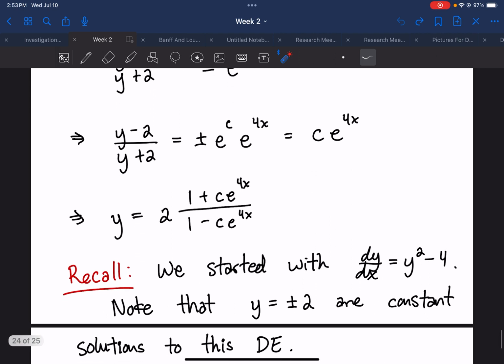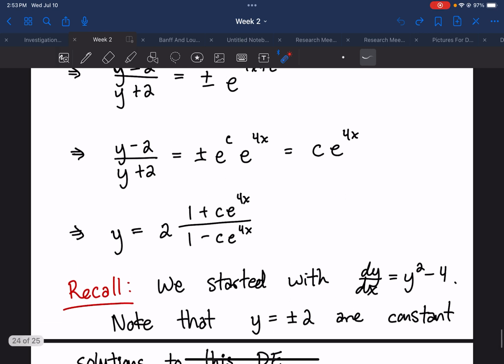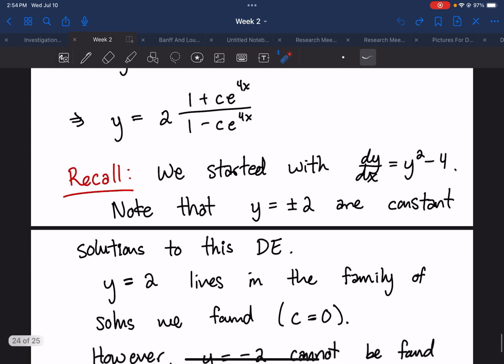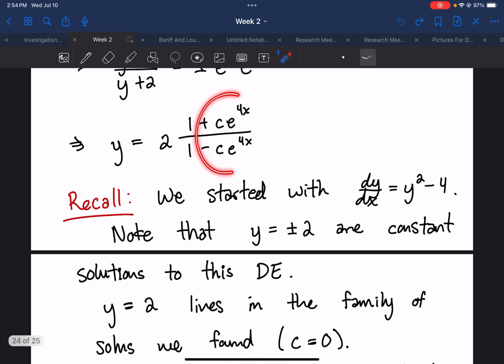Now, we should remember that we started with dy/dx equals y squared minus 4. And that there are two solutions to this, right? y equals plus minus 2 are two constant solutions to this. y equals 2 lives inside of this family of solutions, right? If I put c equals 0, that implies that y equals 2 times 1 over 1, which is 2. So y equals plus 2 is in this infinite family.